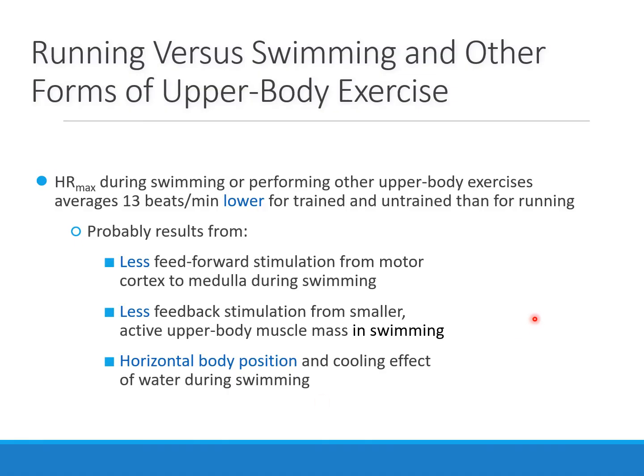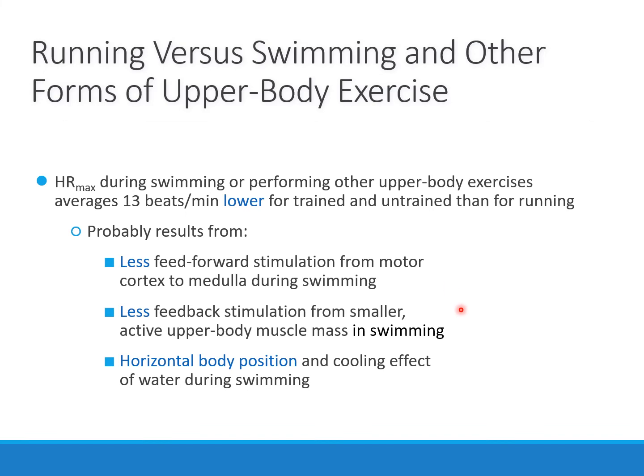So now we're going to talk about running versus swimming and other forms of upper body exercise. Heart rate max during swimming or performing other upper body exercises averages 13 beats per minute lower for trained and untrained than for running. Now, why does this happen? You get less feed forward stimulation from the motor cortex to the medulla during swimming.